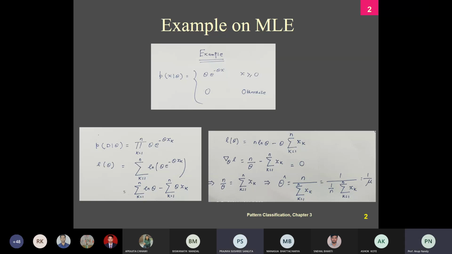Sir, the density functions, for the entire set of sample points, can be different for different classes. Yes, exactly. You may have different density functions. So that is why it is independent.